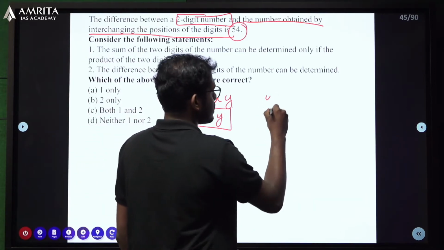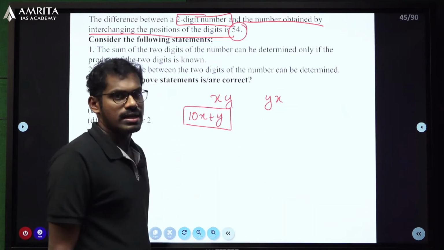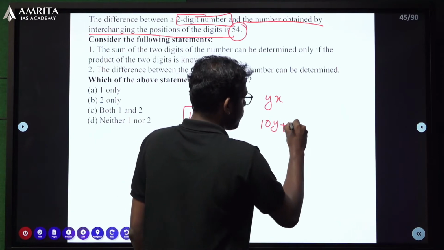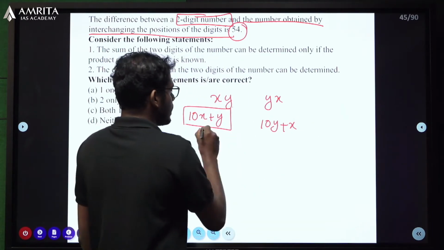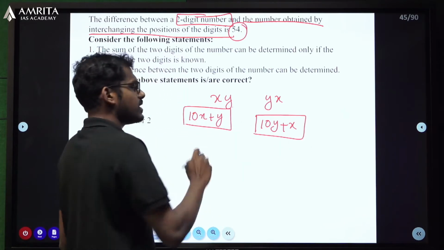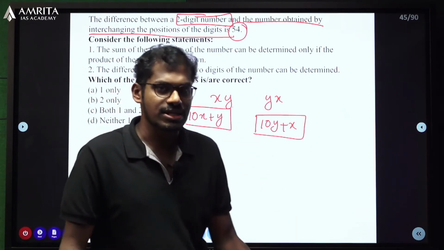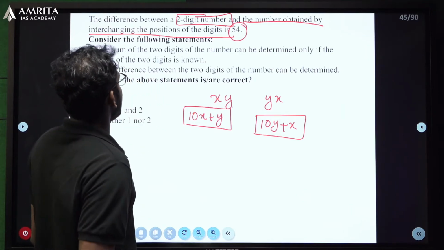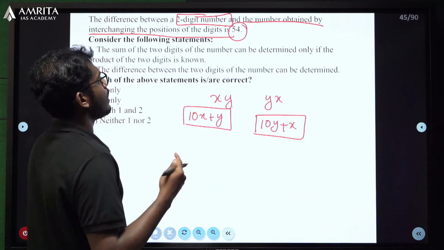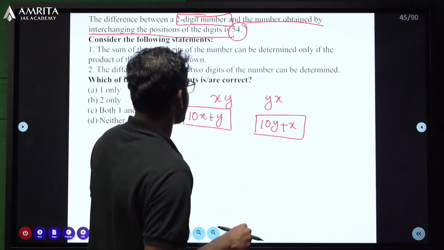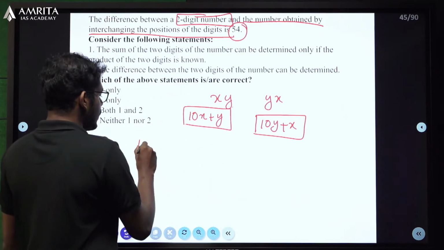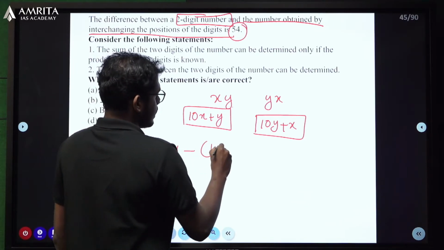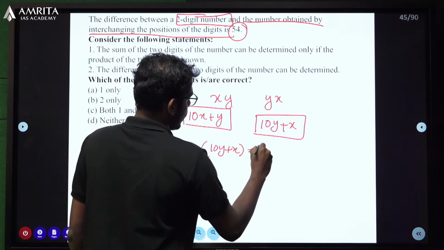Interchanging the positions of the digits will give y, x, so that number can be written as 10y plus x. Generally the number is 10x plus y, while interchanging the digits, it becomes 10y plus x. The question says the difference between the two is 54, so the difference between 10x plus y and 10y plus x is equal to 54.